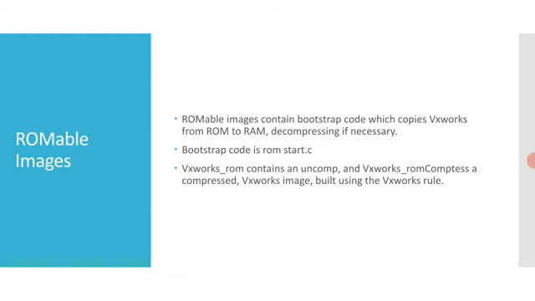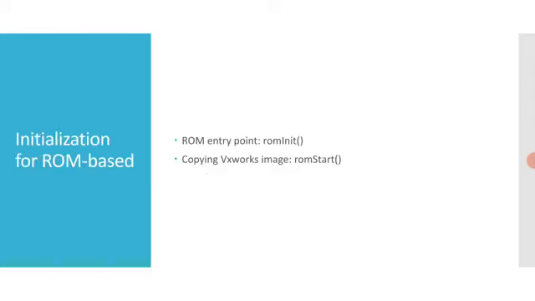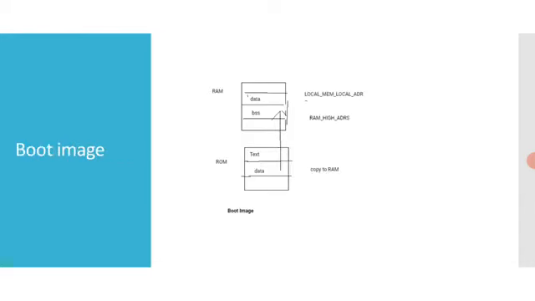So ROMable images contain bootstrap code which copies VxWorks from ROM to RAM, decompressing if necessary. Bootstrap code is romStart.c. vxWorks_rom contains an uncompressed, and vxWorks_romCompress a compressed, VxWorks image built using the VxWorks rule. Initialization for ROM based VxWorks has the ROM entry point romInit, and copying the VxWorks image is romStart. This is how the boot image would be.